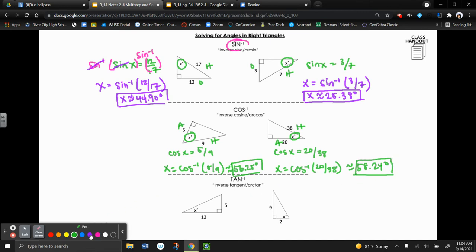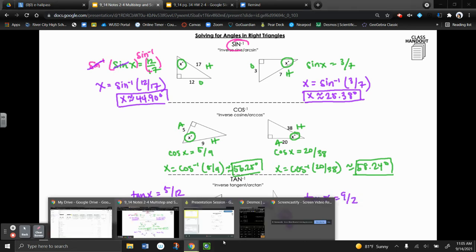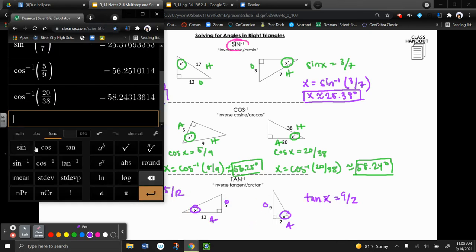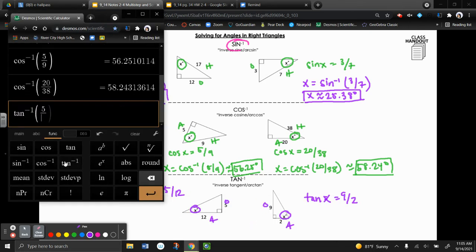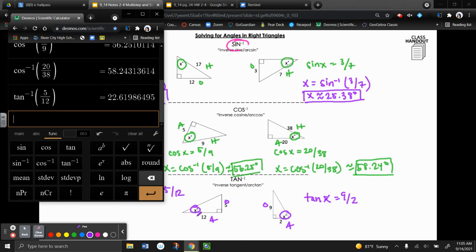And then lastly, reference angle, label: opposite, adjacent, opposite, adjacent. These are both going to be tan. So tan x equals 9/2. And then we put those in our calculator. So inverse tan, 5/12, we get 22.62.